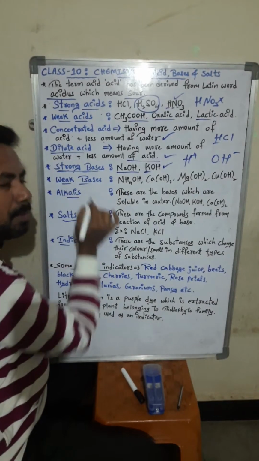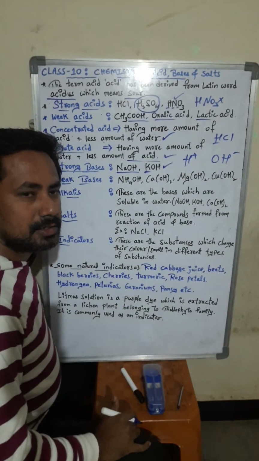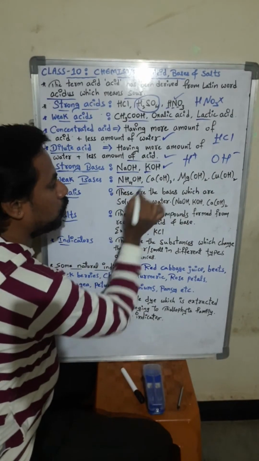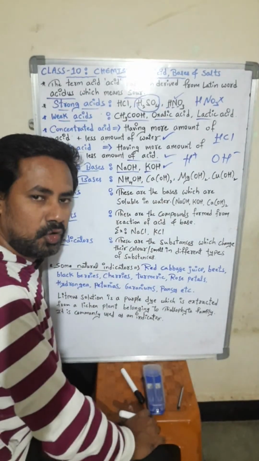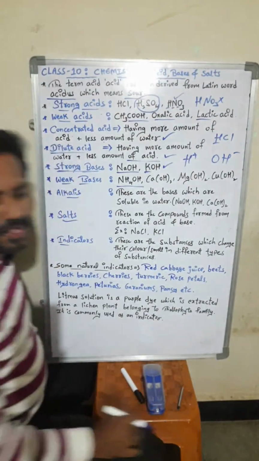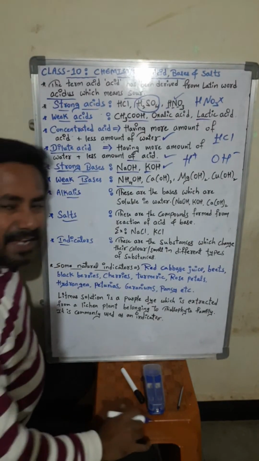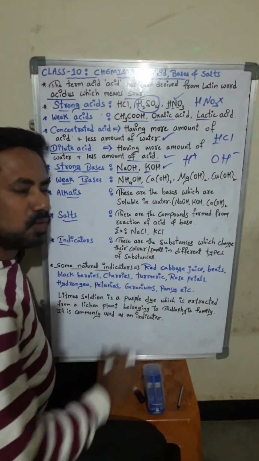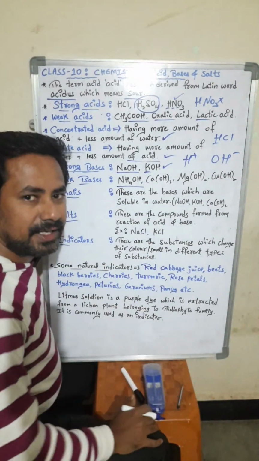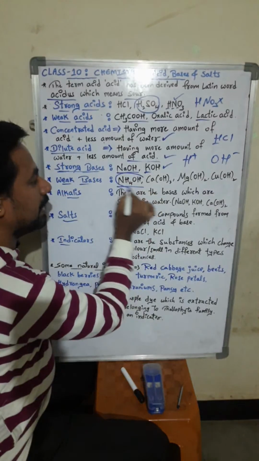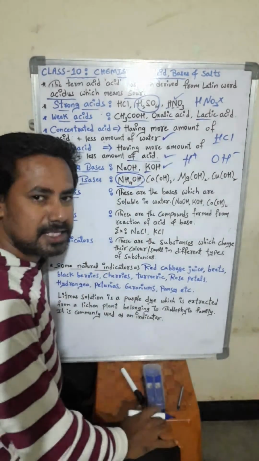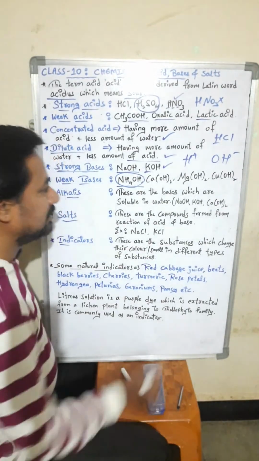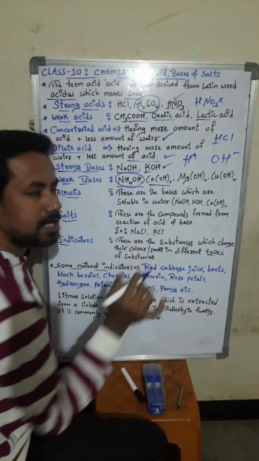In bases also some of the weak bases are there, students. Let's see one by one some examples. NH4OH. What do you mean by NH4OH? NH4 means what? Ammonia. OH means what? Hydroxide. Ammonium hydroxide. It is an example for weak base. Is it clear? Next, Ca(OH)2.